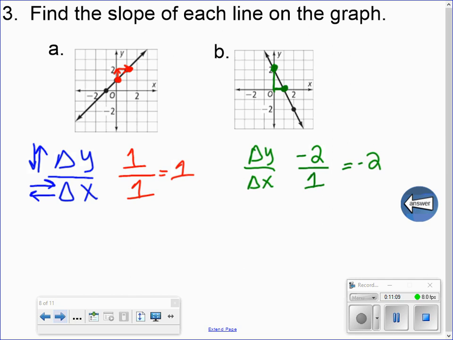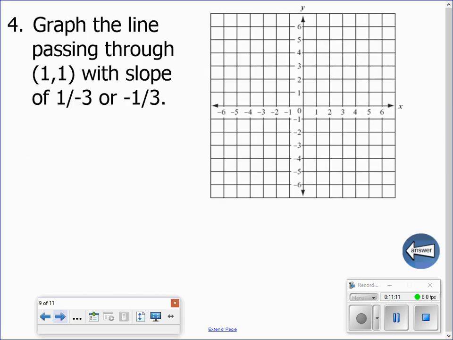Alright, when we're graphing, we want to graph a line that passes through the point 1, 1 with the slope of 1 over negative 3, or negative 1/3. 1 over negative 3 and negative 1 over 3 are the same. Both of them have a negative slope. Both of them are 1 over 3. So if there's a negative, the negative can go either in the top or in the bottom. Doesn't matter where you place it.